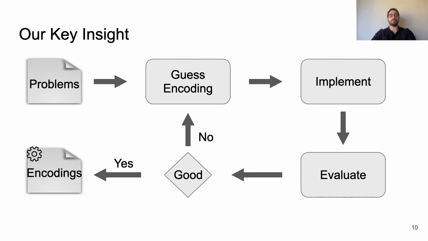The manual process of encoding is to gather a set of problems, guess one encoding, implement and evaluate it, and keep repeating the process until we find a good encoding for our tool. Usually, people will stop before getting the optimal result. Our insight is that since the encodings are domain specific, we can use a small set of problems to find near optimal encodings for the entire domain. Based on this insight, we developed a tool called Satune to automate and optimize this encoding process.